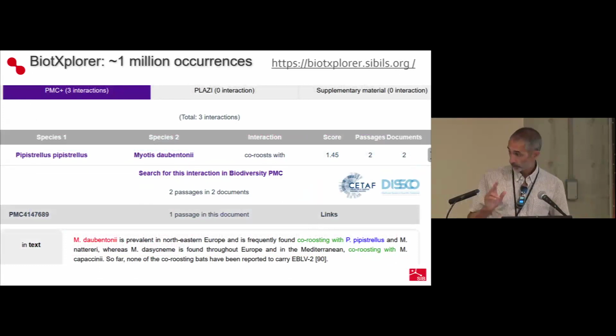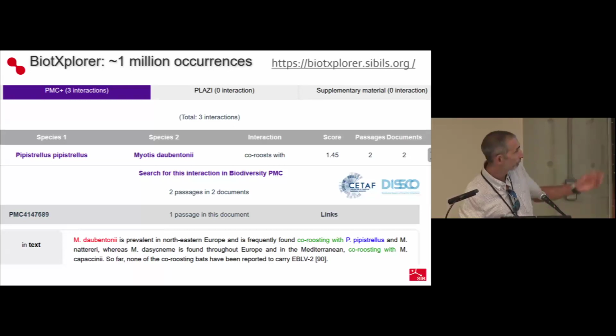So I bet I still have a couple of minutes. So this is the database. You can go online. It's about 1 million occurrences. We work very well on some use cases like the bat interaction with the CTAF and DISCO working group. So this is, for instance, a positive one. You see, roosting. Roosting is so specific that there is almost no noise across all the database. You know, others are a bit more ambiguous.